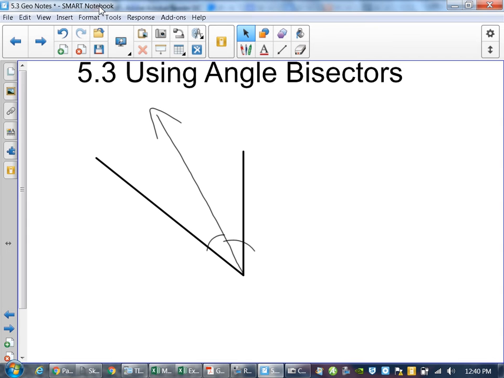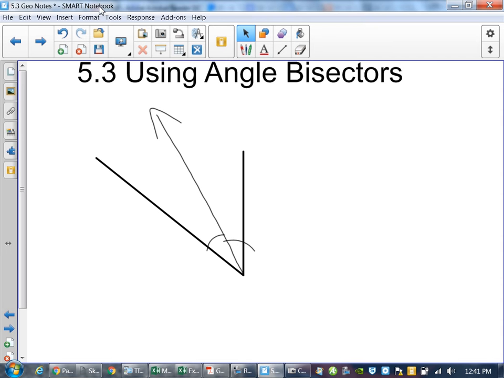All right. So we know what an angle bisector does. Obviously, it bisects the angle. Two congruent angles are formed. Whenever you guys are ready, it'd be great. Okay.